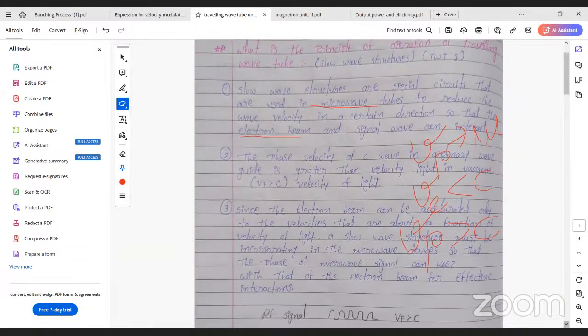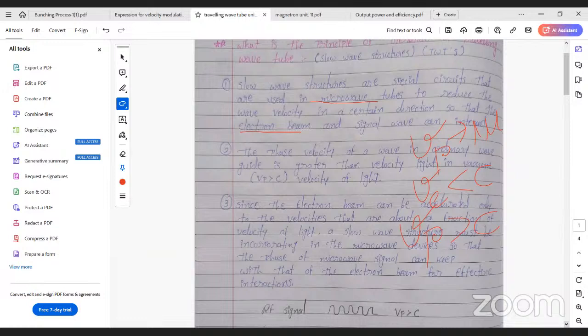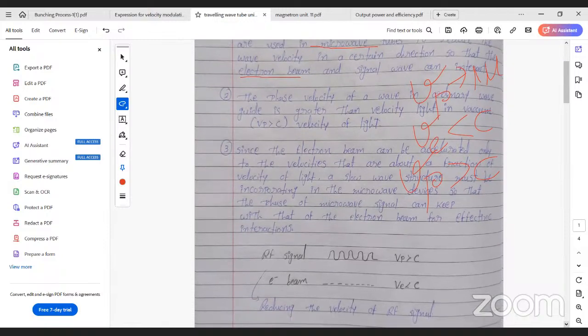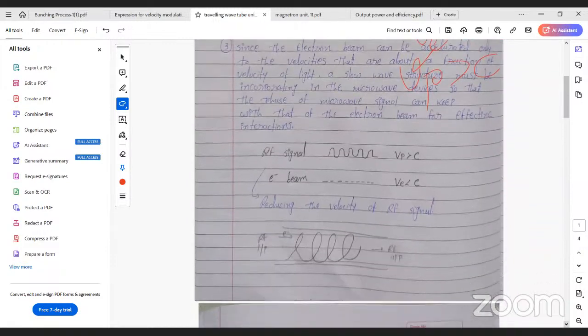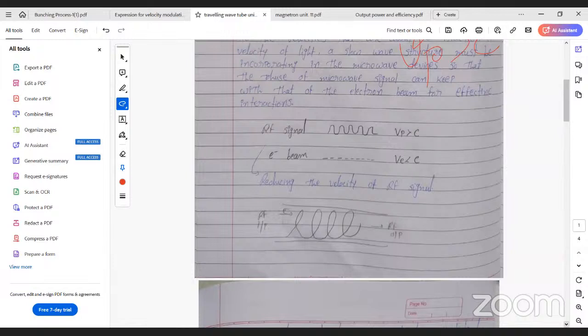Now, what is the second point mentioned in this? Whatever microwave signals we are using, the velocity is greater than the velocity of light. We have to slow that down. Further, here two signals are represented: the radio frequency signal and the electron beam signal. The radio frequency signal is greater than the velocity of light. Next, the electron beam, with which we want to make interaction, is lesser than 1/10 of the velocity of light. These two signals I want to match. For this, I am using a helix.